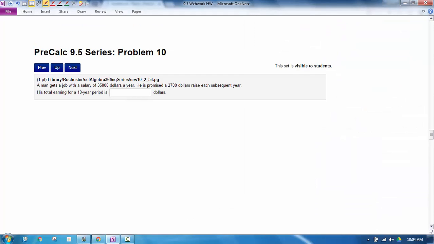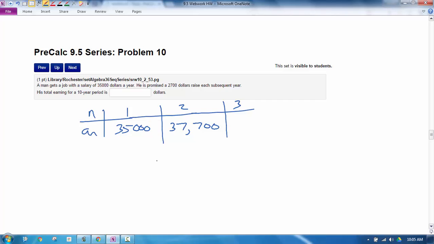Okay, the next problem says a man gets a job with a salary of $35,000. He's promised a $2,700 raise each year. So we can start writing this out. n and a sub n. The first year starts off with $35,000. The second year we're going to add $2,700 to that, and so on. So this is an arithmetic sequence.